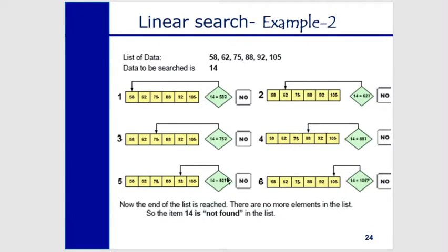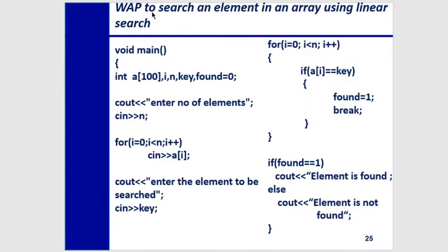In that case, we cannot display any position as well. So let's see how we're going to write a program in C++ to implement linear search.